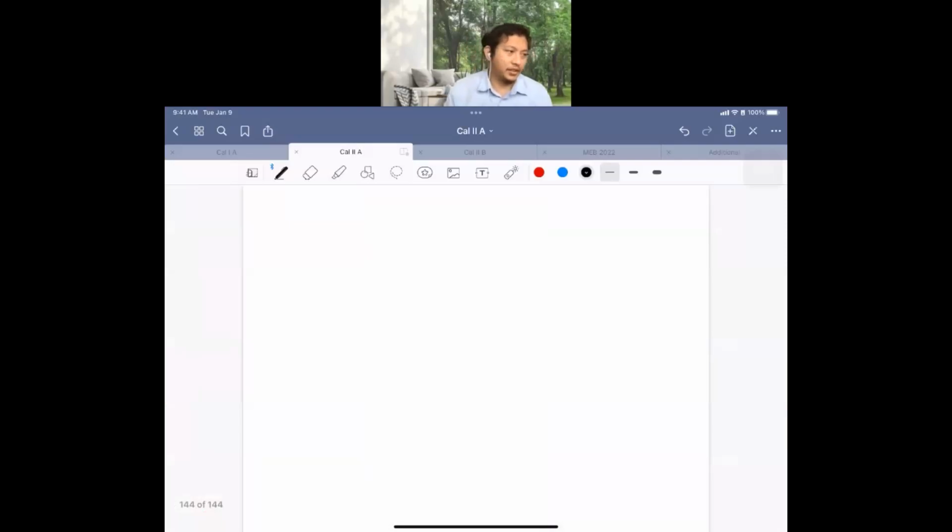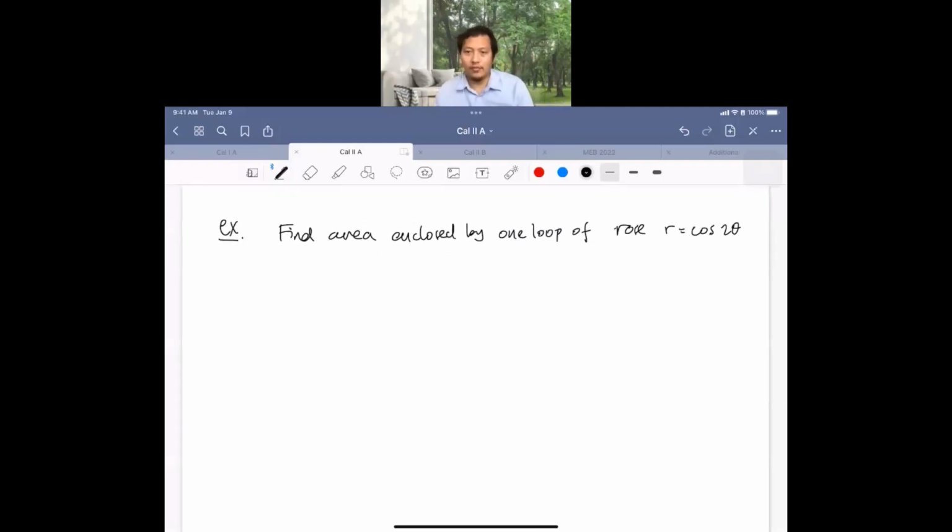Okay, let me give you an example on the polar. Example: find the area enclosed by one loop of the rose curve r = cosine 2 theta. Okay, I hope you still remember cosine 2 theta and how to draw them.